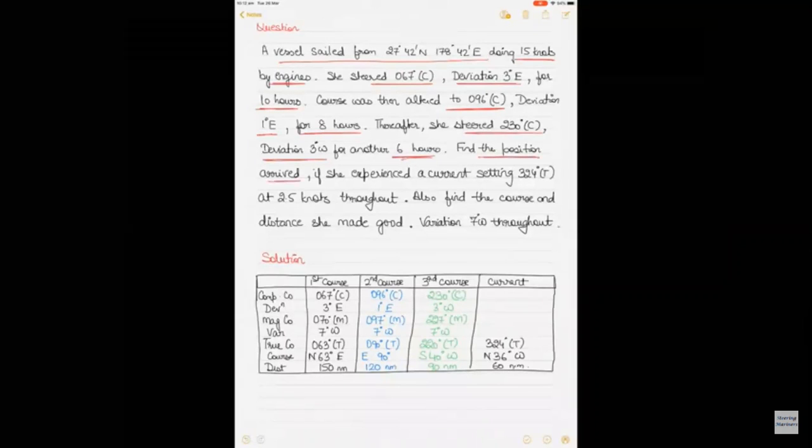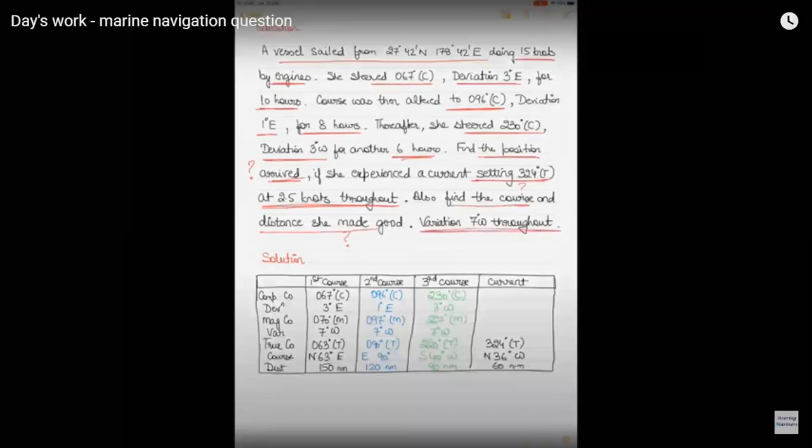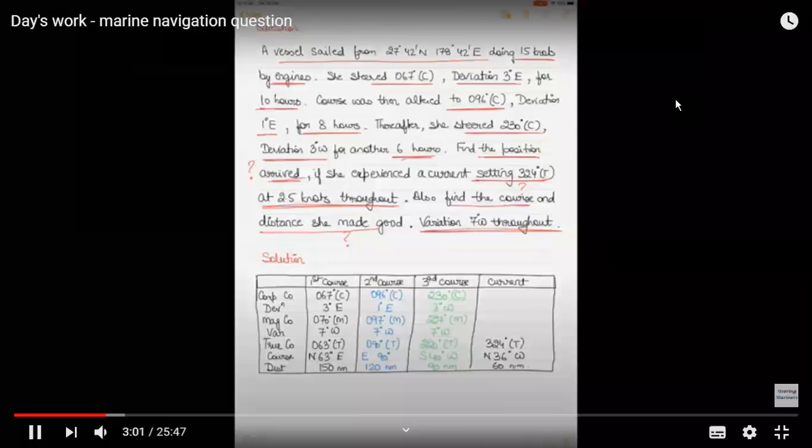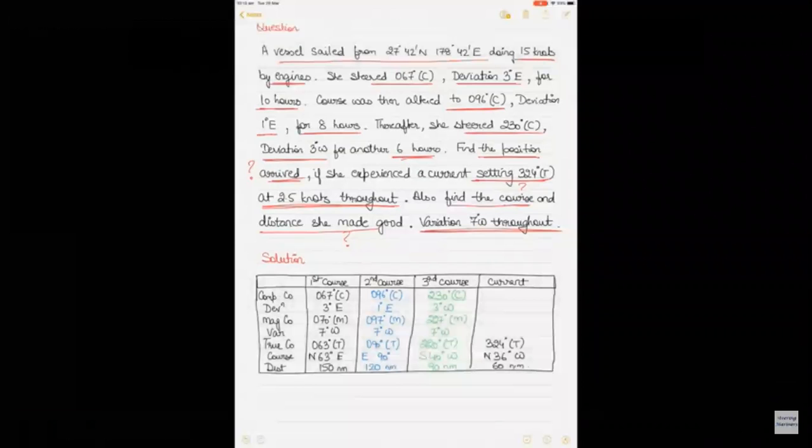Find the position arrived at, so we have to find the final position. Also, if she experiences a current setting 334 degrees at 2.5 knots, the current rate is given, we have to find the course and distance made good. Variation is 7 degrees west throughout. So we have so many courses, distances, hours of transit and current. That's all the things we have to apply.